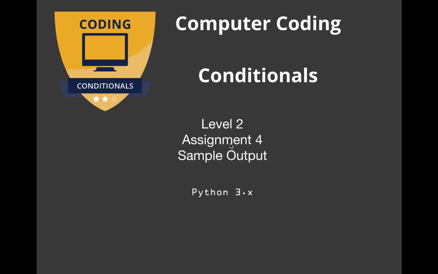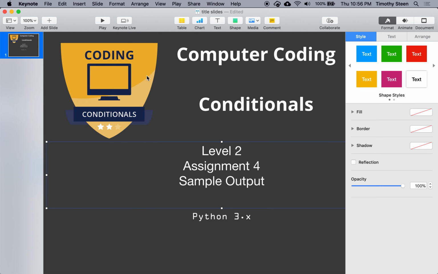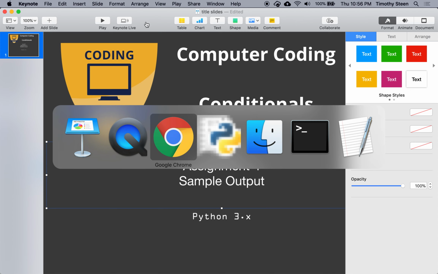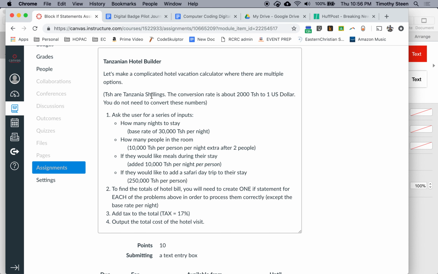Level 2, assignment 4, the last one in this badge. If you can do this, you can do a lot of things. It's probably one of the trickier assignments, but that's not to say it's hard. It just takes a little time, and it takes you doing one piece at a time.